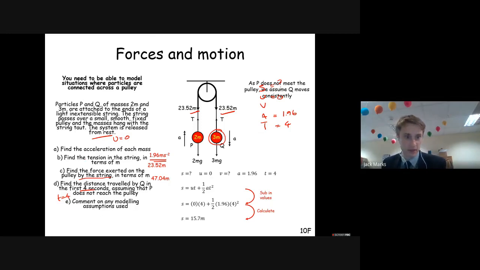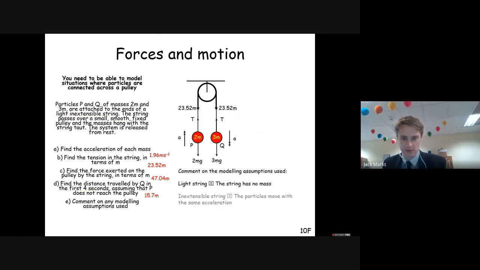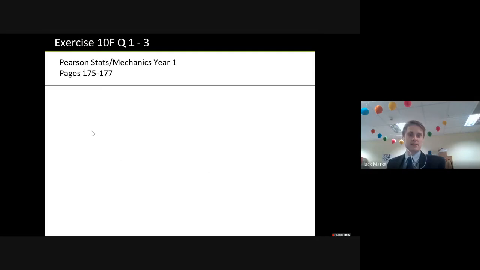Yes, lots of them. The light string meant when we looked at the whole system, there was no mass. Inextensible string meant acceleration was the same throughout. The smooth pulley meant there was no friction. Something along these lines. Okay, so there you go. And that's how you do the pulley questions. So now you're ready to have a go at them.